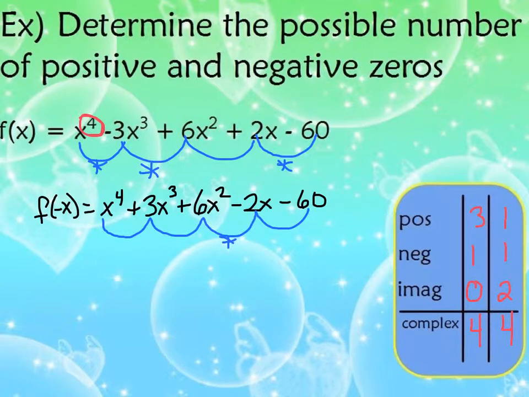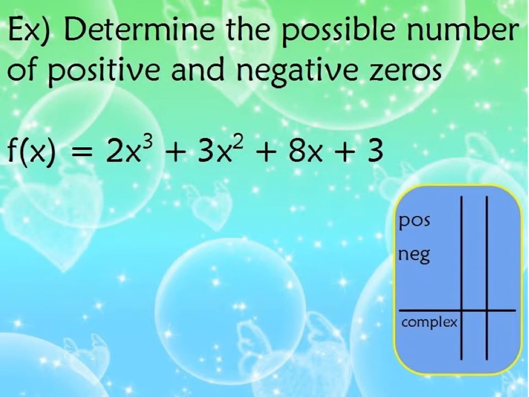Okay, let's try one more. Now why don't you try this one on your own, go through and see the sign changes for the positive, and then let's check it. So pause the video, go do the work. Okay, that wasn't too hard, was it? Everything was positive. I don't have any positive zeros.